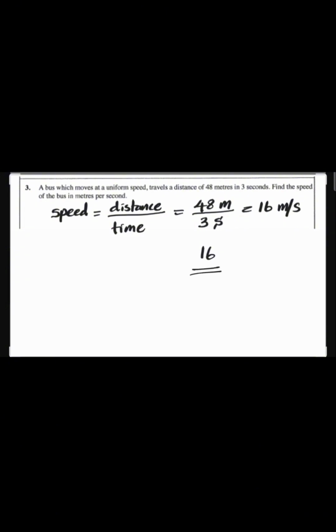We know that speed is equal to distance divided by the time. Here the distance was 48 meters. Time is 3 seconds. You divide 48 by 3, which is 16. The unit is meters per second. They are asking for the answer in meters per second. 16 is the answer.